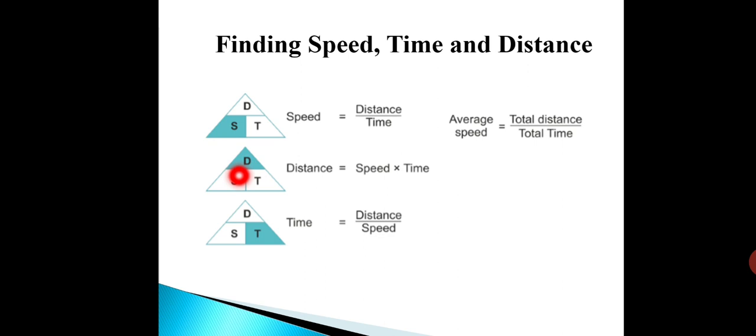In the second triangle I want to find distance D. So D is equal to what? Now they are at equal level. So speed into time. In the third triangle I want to find T, time. So this time is what? Distance upon speed. Can you see this? Upon means what? Divide. And the fourth formula is average speed. So what is average speed? Total distance divided by total time. So all these 4 formulas you have to learn very carefully. Remember them, very easy, because they will help you to do the numericals.